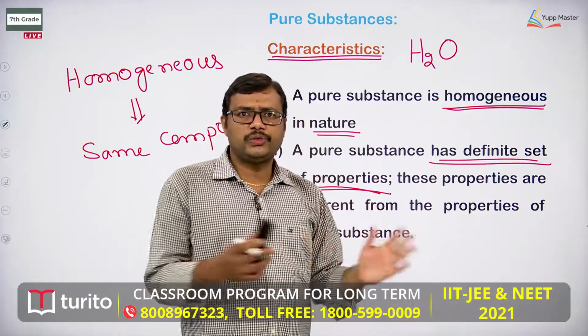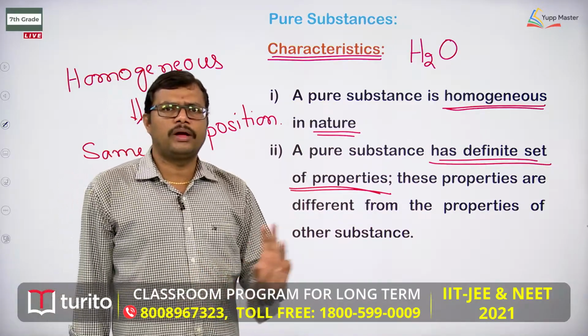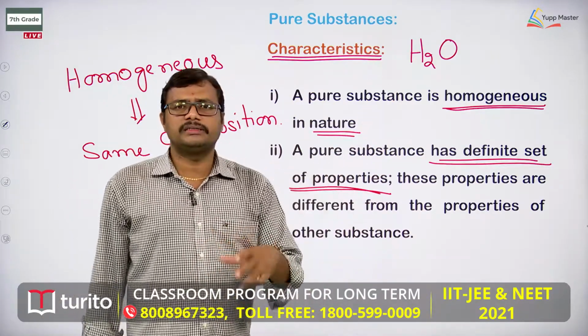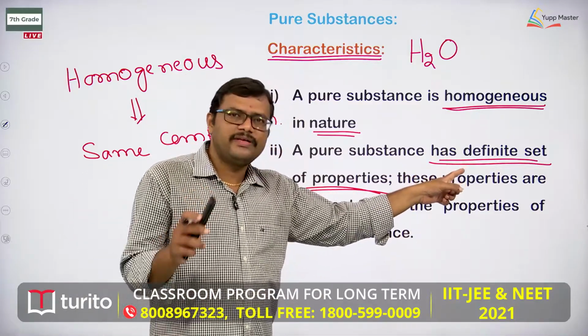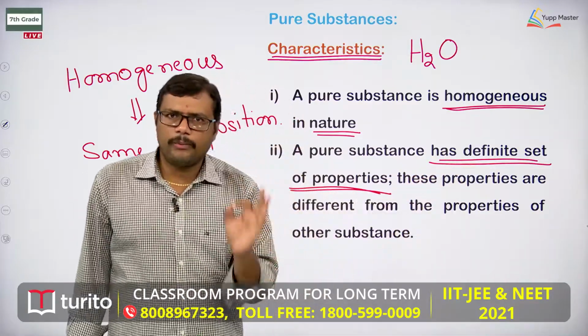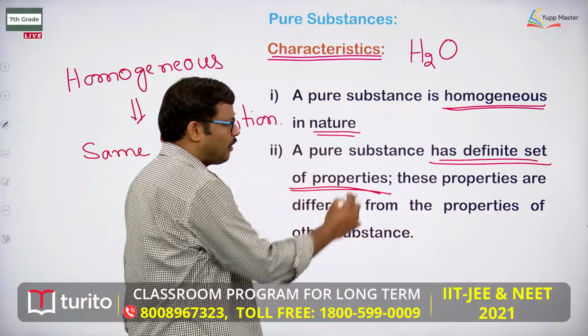So, there will be a fluctuation in the boiling point and melting point. So, the properties of the compound change because of the presence of impurity. So, when it is pure, it will have a definite set of properties. So, the properties are going to be fixed in this case, okay. So, a pure substance has a definite set of properties.